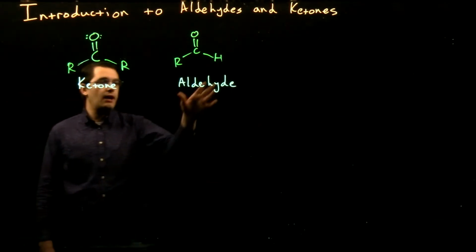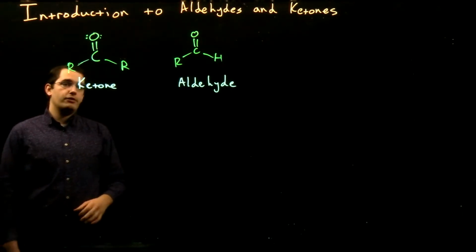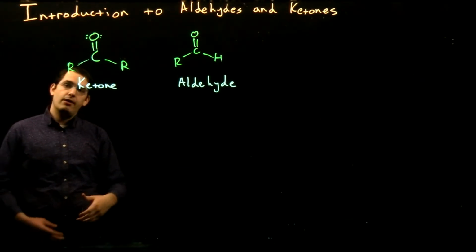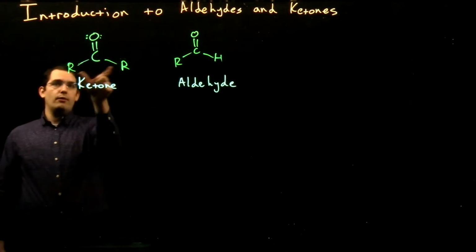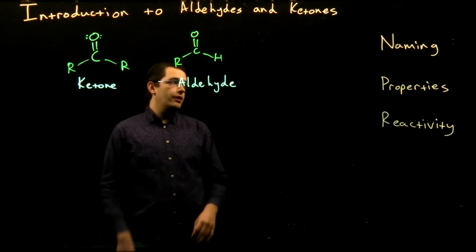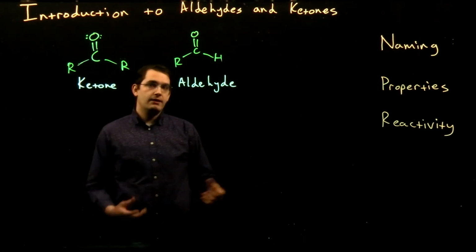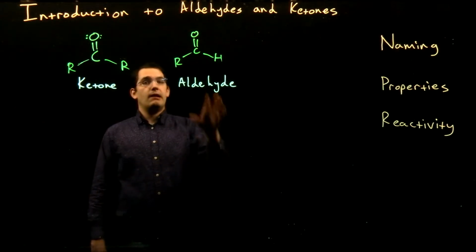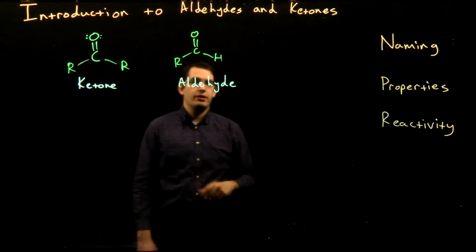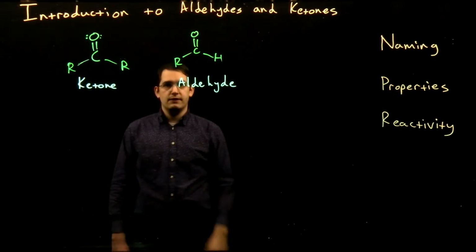So essentially we can look at our aldehyde as the less substituted form of our carbonyl functional group, whereas our ketone is the more substituted form with our carbons on either side. As with our other functional groups, we want to look at the naming properties and reactivity of our ketones and aldehydes so we can get a better idea of how these functional groups affect our molecules and then how they might behave in biological systems.